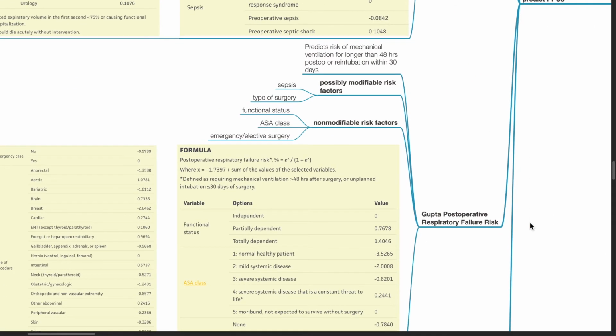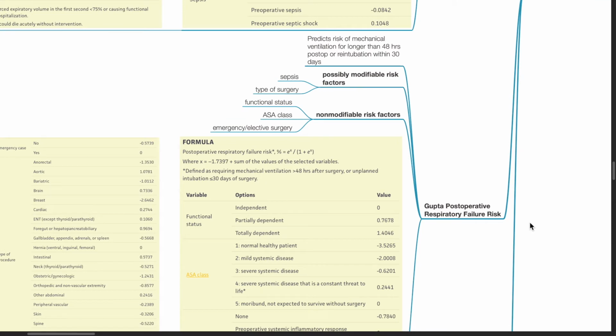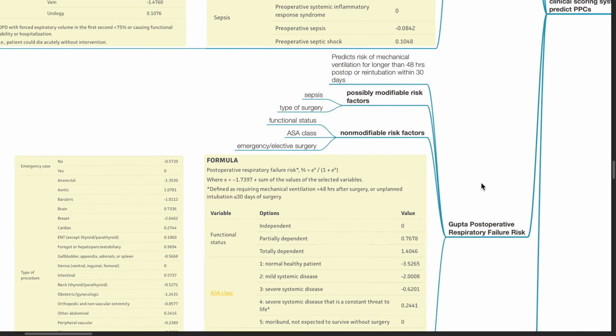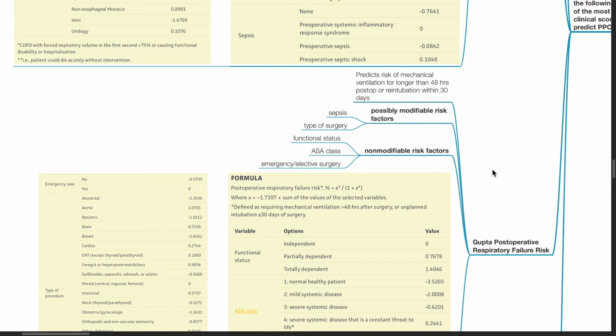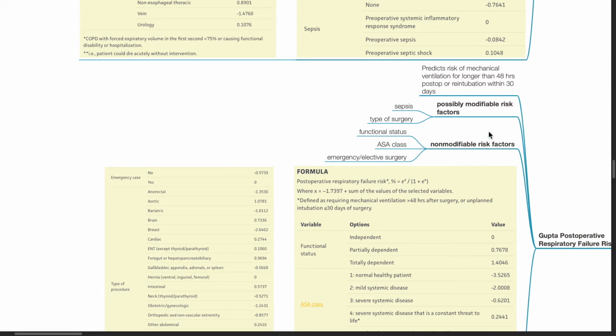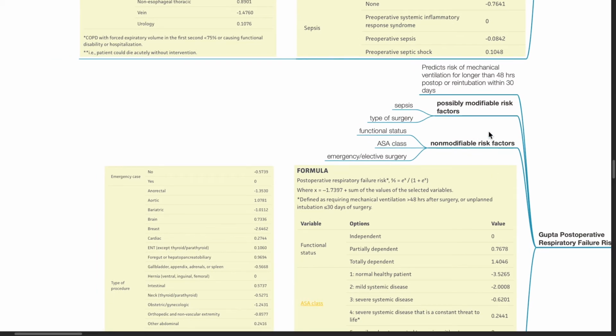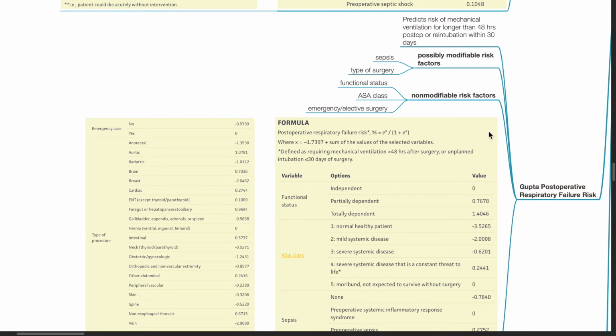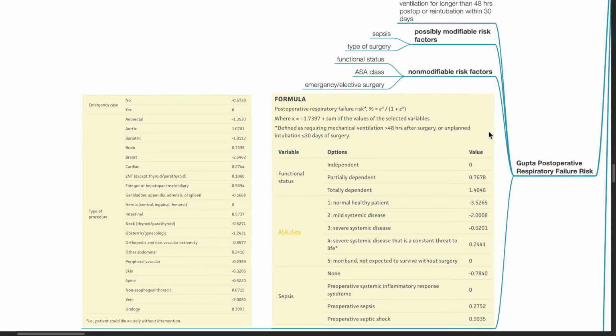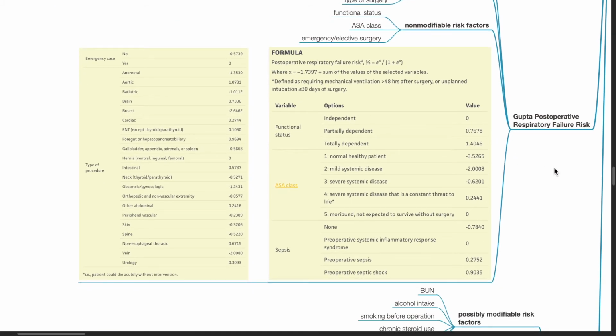Next is the Gupta Postoperative Respiratory Failure Risk Score. It predicts risk of mechanical ventilation for longer than 48 hours postop or reintubation within 30 days. Possible modifiable risk factors include sepsis and type of surgery. Non-modifiable risk factors include functional status, ASA class, and emergency or elective surgery.